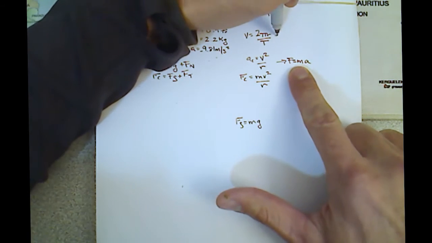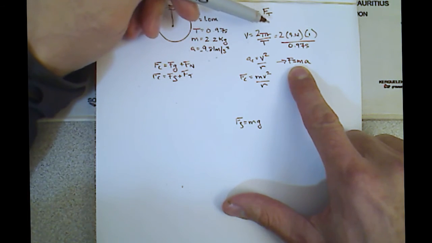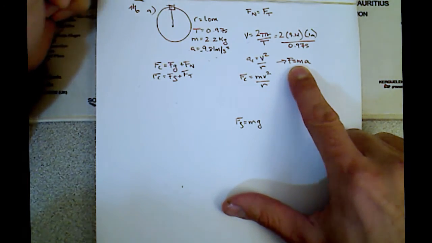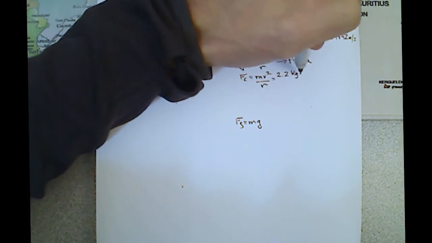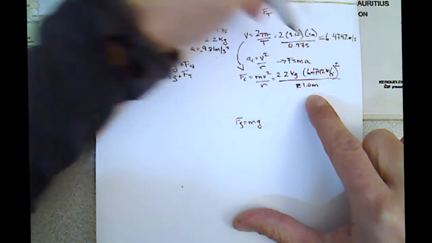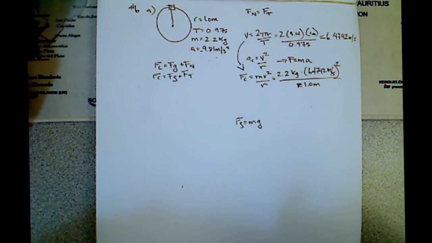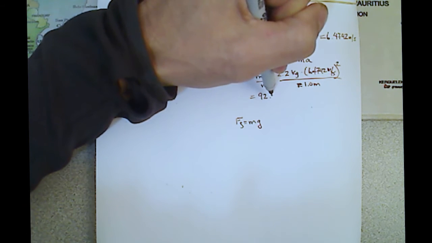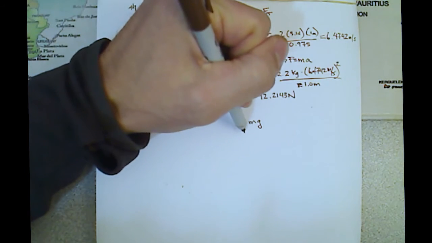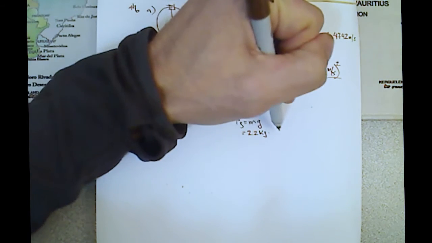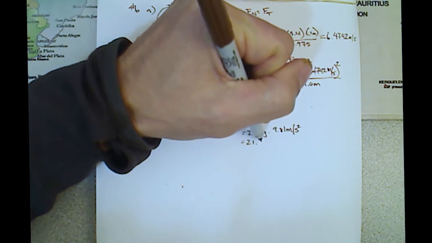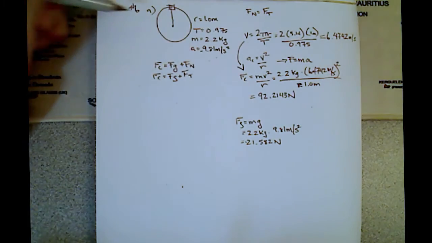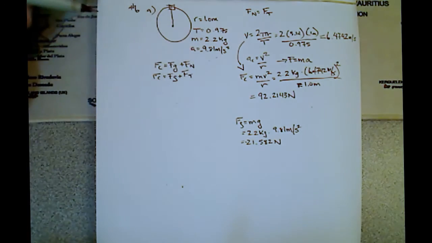So if we walk through these equations, the velocity is 2 times 3.14 times 1 meter divided by 0.97 seconds. We get a velocity of 6.4742. Moving straight down to the centripetal force equation, we take our mass of 2.2 kilograms, multiply it by 6.4742 meters per second, squared, divided by 1. This gives us a force of 92.2143. Now to solve for force of gravity, that's pretty easy. 2.2 kilograms times 9.81 meters per second squared gives us a force of 21.582 newtons. Now our centripetal force can be plus or minus depending on the location in the vertical circle.